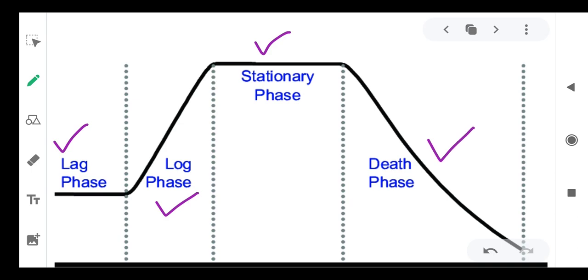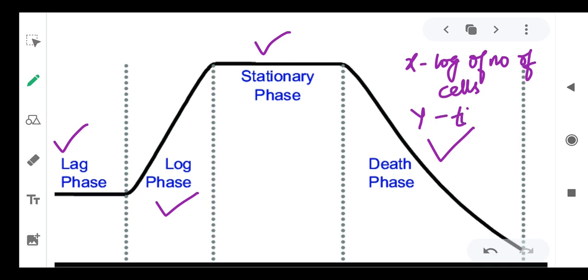You are not getting to see the x-axis and y-axis. The x-axis of this graph is the time interval of growth, whereas the y-axis is the log of number of cells. So if I write, just take into account, the y-axis is the log of number of cells, and the x-axis is time. Next we will move on to the growth cycle.